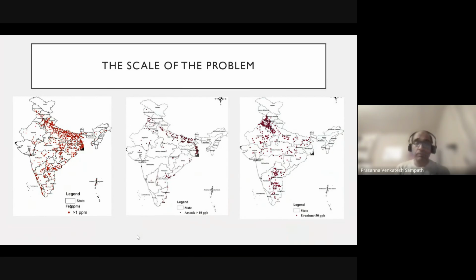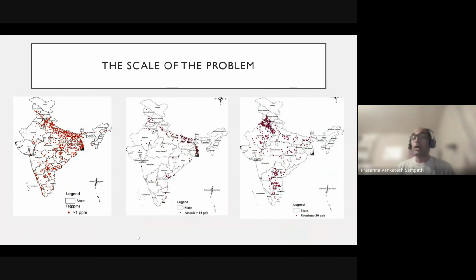Okay, and so that again might be something to do with the nature of the geologic sediments and so on, which might explain why the Gangetic Plain specifically seems to have this high concentration of iron. The next plot, very interesting again, is arsenic.